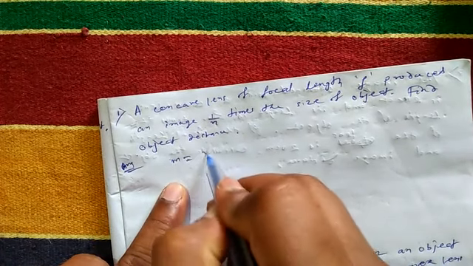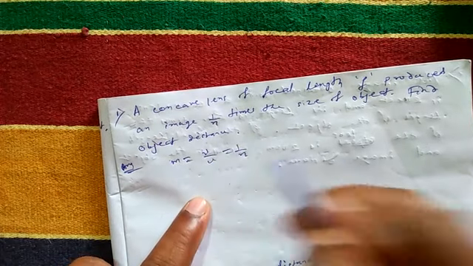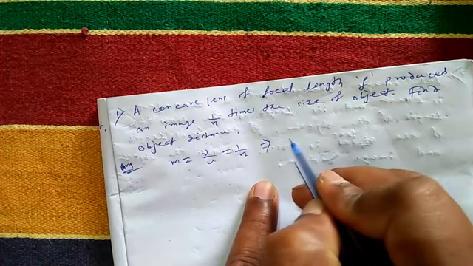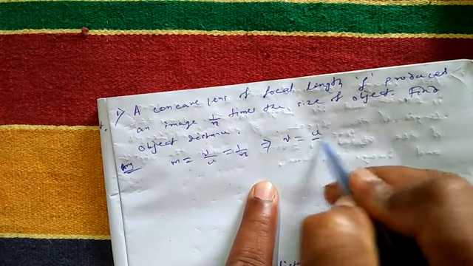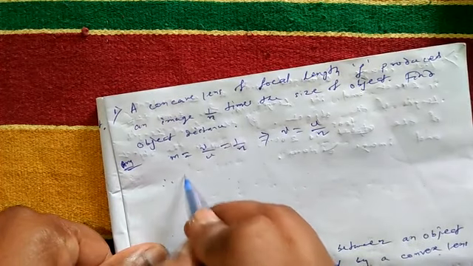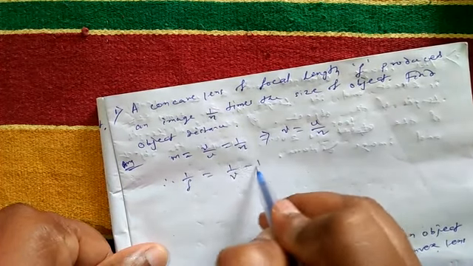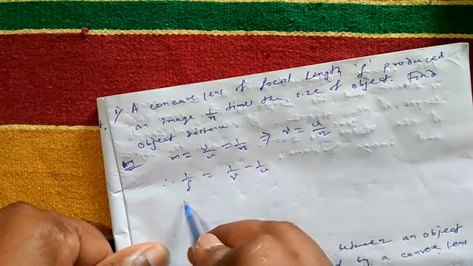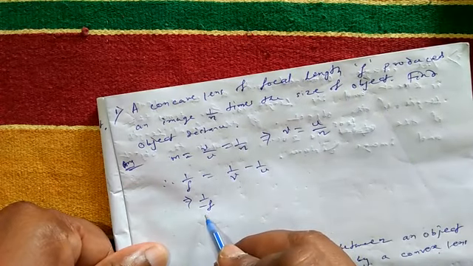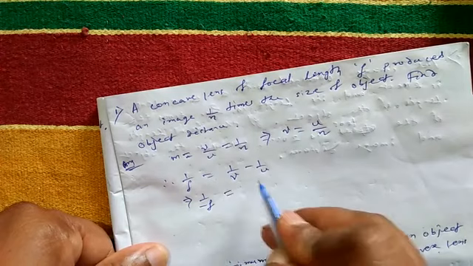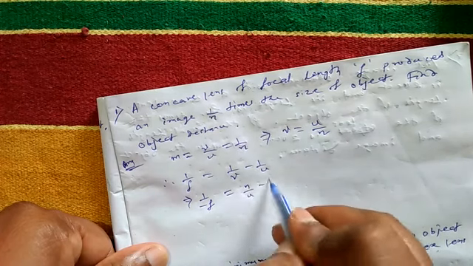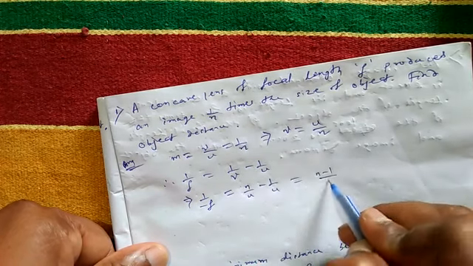magnification is v by u, and here v by u is equal to 1 by n, implies v is equal to u by n. Now applying lens equation, 1 by f is equal to 1 by v minus 1 by u. Since it is a concave lens, focal length is negative, so we have minus 1 by f is equal to 1 by v minus 1 by u, so we can write 1 by u by n, so it is n by u minus 1 by u is equal to n minus 1 by u.